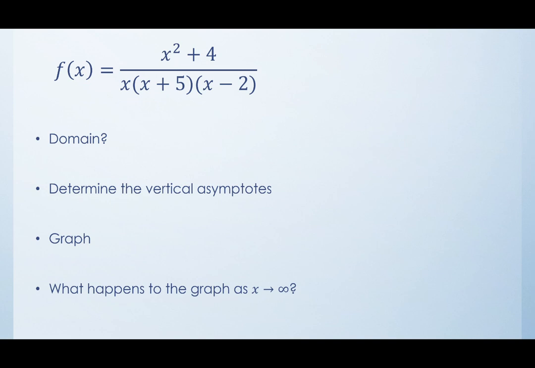All right, so we've got a little more complicated rational function here. Thankfully, it's already been factored for us, at least in the denominator. We will note that the numerator is not factorable, right? X squared plus 4 is going to have complex roots, so we're just going to say, hey, it's not factorable.